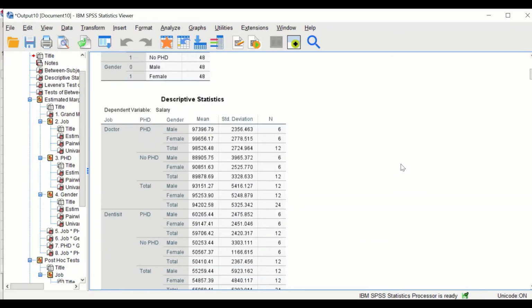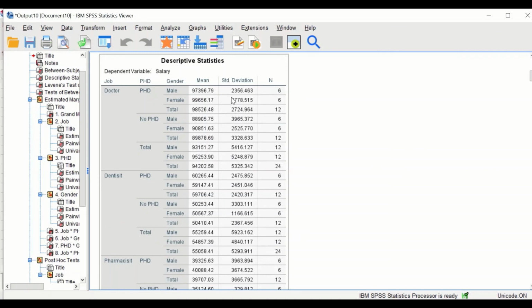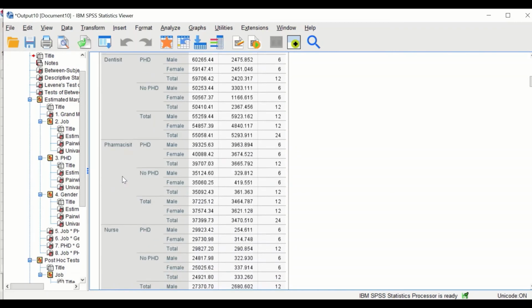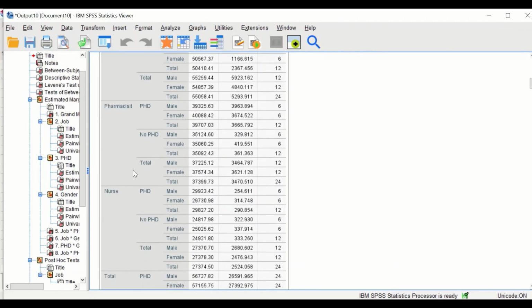The second table, descriptive statistics, shows the mean and the standard deviation for the 3 factors combined. As we can see here, for job level 1, doctors who have a PhD and who are male, this is their mean salary, and for female this is their mean salary, and for doctors who have no PhD, this is the mean for the male and the female, and for dentists the same, and pharmacists and nurses.